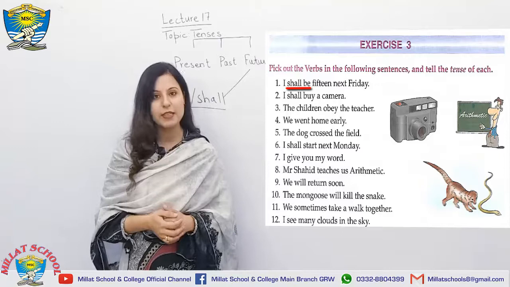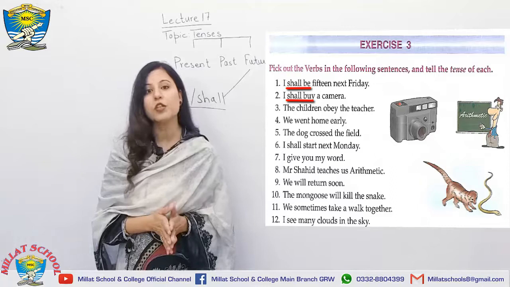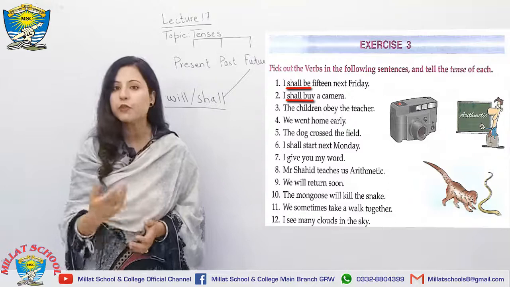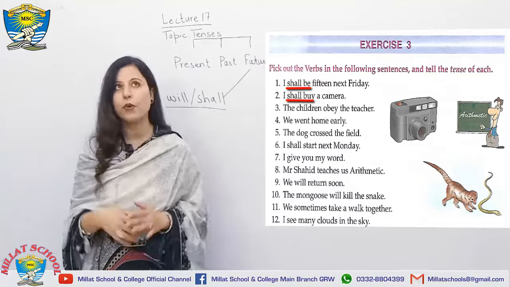Number two, I shall buy a camera. Again, we are talking about that timing that has not come yet. So this is again your future. And will and shall, the helping verbs, are also helping us to tell about the future timing. Number three, the children obey the teacher. Now, right now, the children obey the teacher. This is the present one.